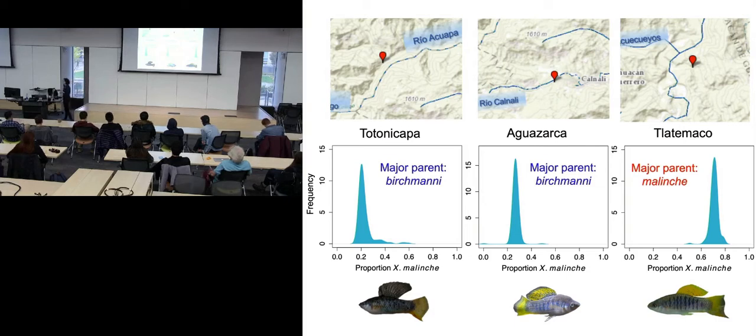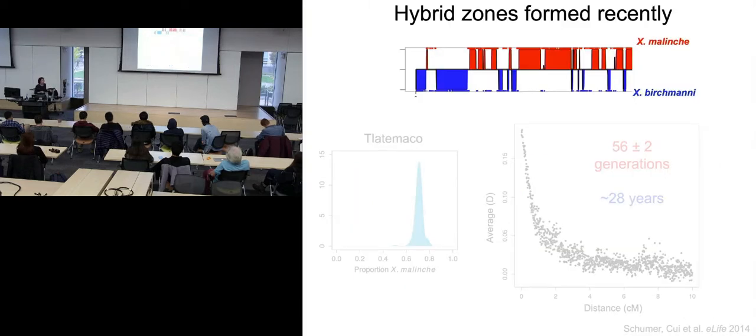Another thing that we can do with this kind of data is ask sort of specific questions about the origin of these populations. So one really useful tool when you have local ancestry data is the fact that in a first generation hybrid, you have a whole chromosome from parent species 1 and a whole chromosome from parent species 2.